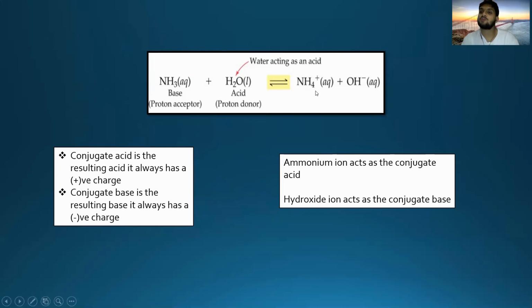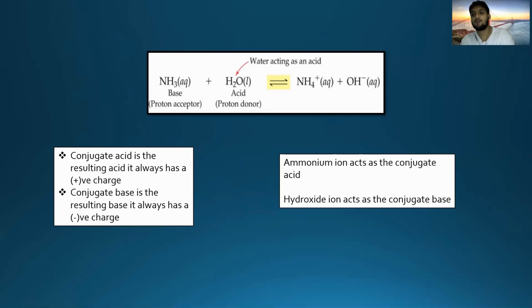Another way to distinguish this conjugate base and conjugate acid is counting the number of hydrogens. The resulting products, the one that has the higher number of hydrogens will be the conjugate acid. The one with the lesser number of hydrogen will be the conjugate base. So here also, if you consider that theory, NH4 has 4 hydrogens, this has only 1 hydrogen. So this one definitely should be the conjugate acid, this one should be the conjugate base. So you can see ammonium ion acts as the conjugate acid, hydroxide ion acts as the conjugate base.